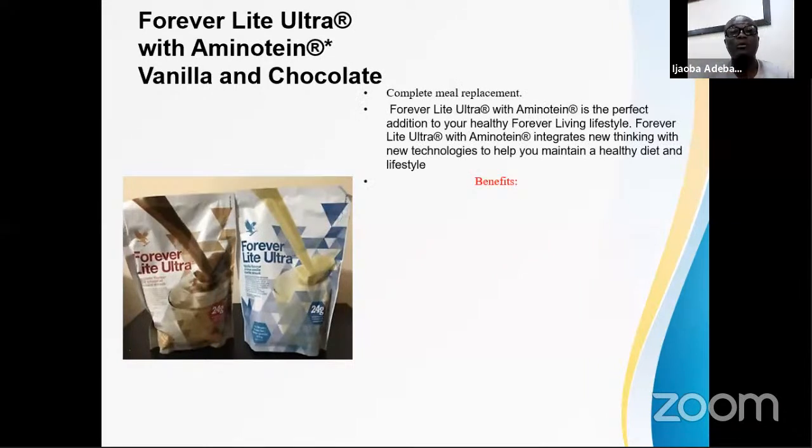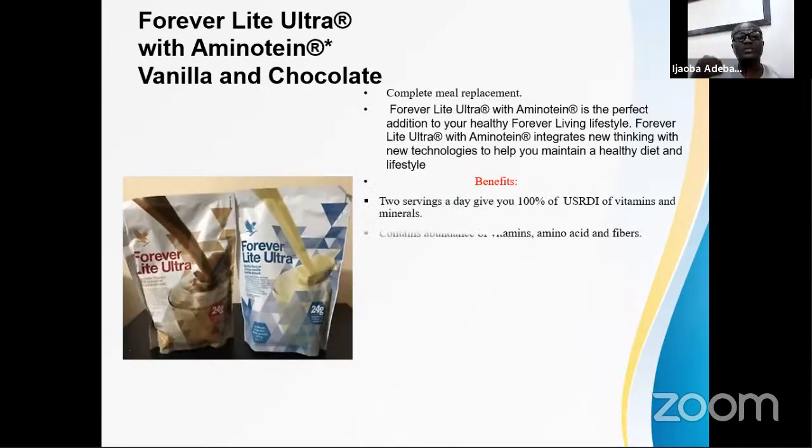It's majorly a meal replacement. But number one benefit, it gives you 2 servings a day. We give you 100% of the US recommended daily intake of vitamins and minerals. So it's food in a powder form. It contains an abundance of vitamins, amino acids, and fiber on its own. It contains powerful antioxidants, beta carotene, and vitamin E.